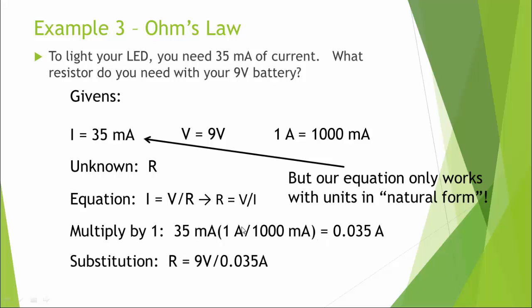Okay. Now we can go ahead and do our substitution step. R is equal to 9 volts divided by 0.035 amps. Resistance is equal to 260 ohms. Are we done? No, we're not.